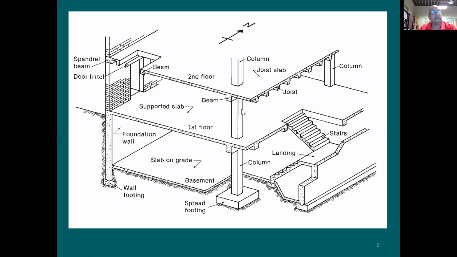So if you'd like to design the column at this level here, what you need to do is to figure out the load coming from the second floor only. If you like to design this column here, you need to take the loads coming from the second and the first. And when you design the footing, you need to take all the loads coming from the top.